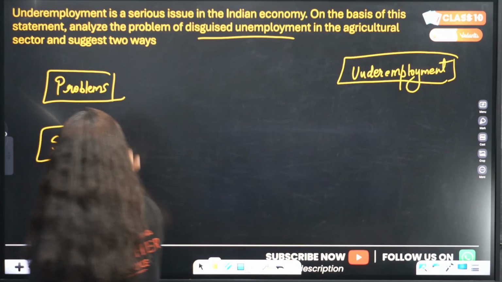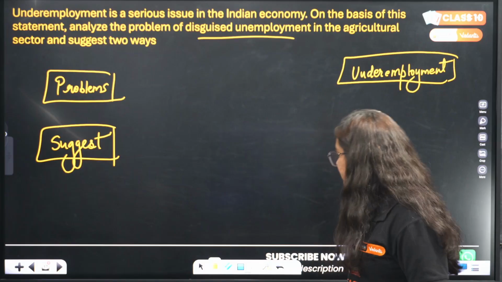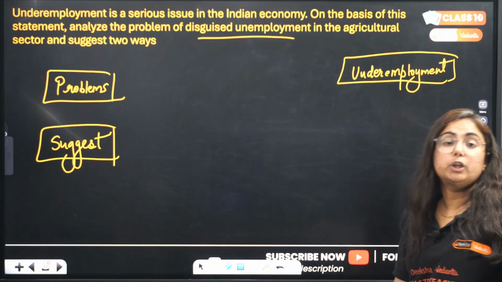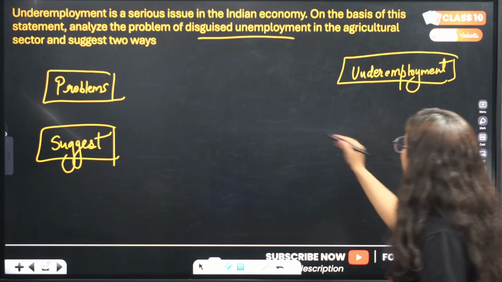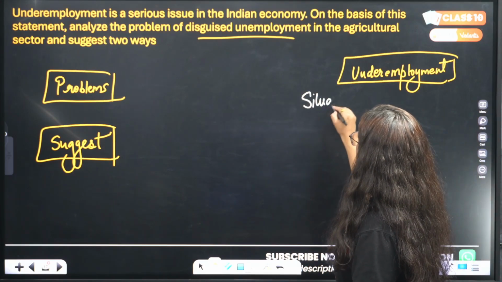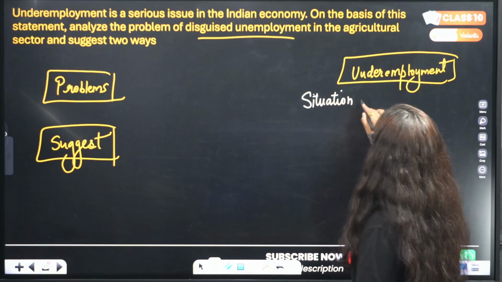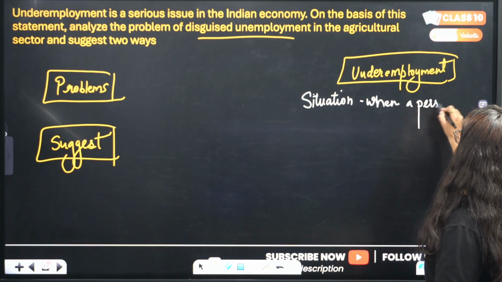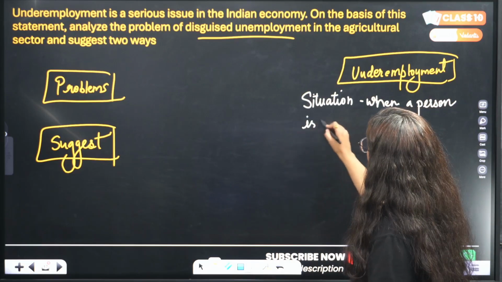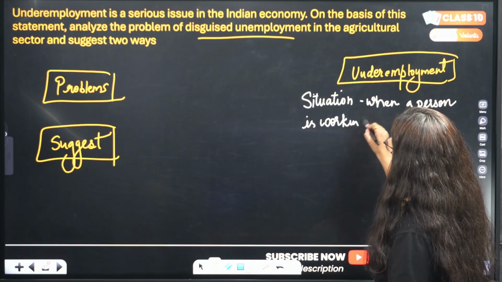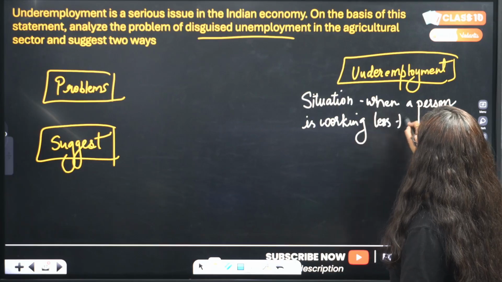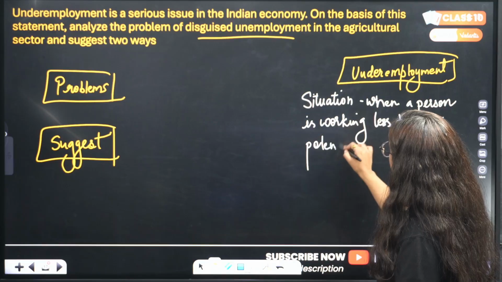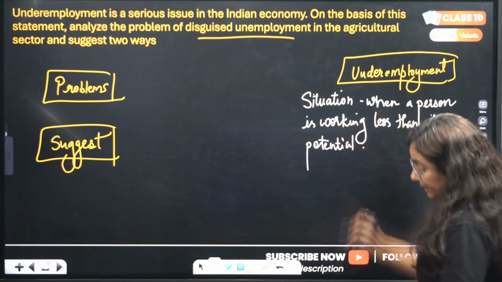Very good. The question is good, no doubt. So, bachcho, see. The question first asks you about underemployment. So what you need to give? Definition: underemployment is a situation, okay, it is a situation when a person is working less than their potential, fine, when a person is working less than their potential, okay.